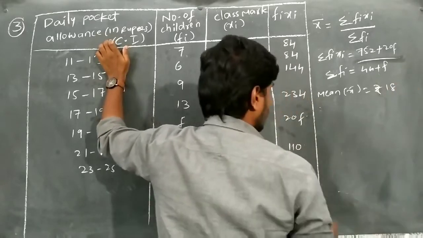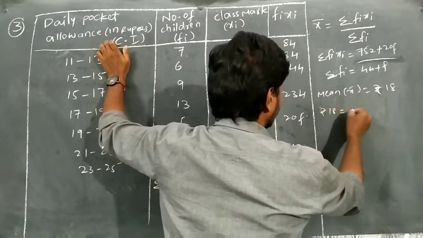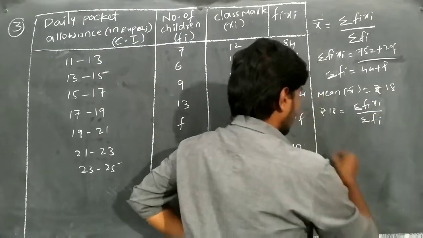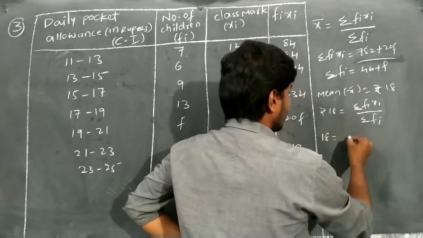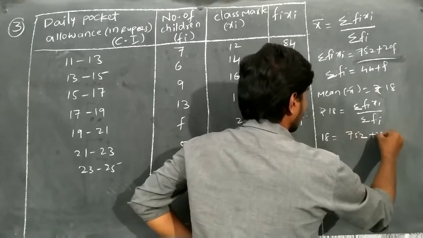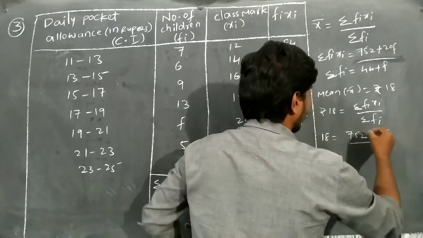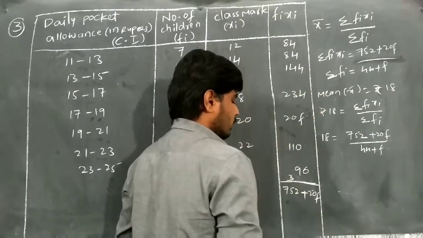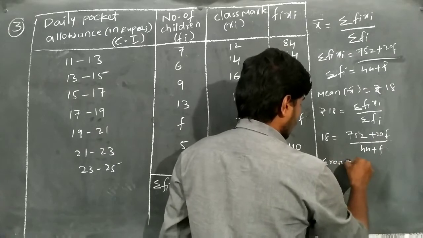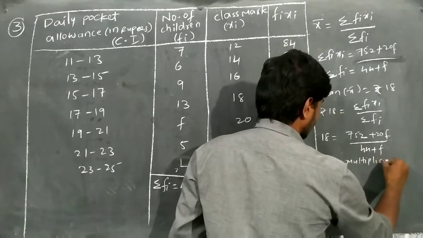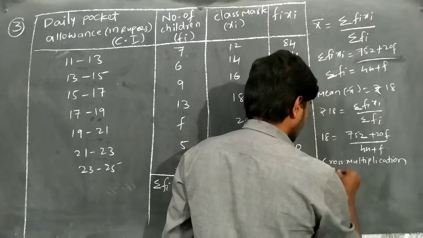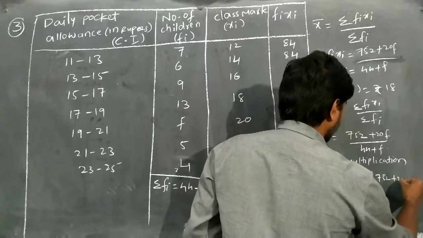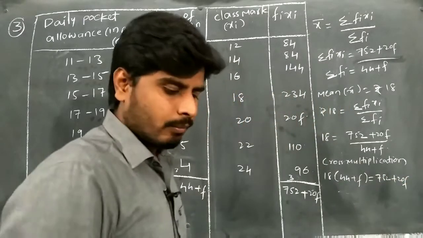How much is it? Rupees 18. Okay, so that rupees 18 is equal to sigma fi xi by sigma fi. So 18 is equal to 752 plus 20f by 44 plus f. Okay, so perform the cross multiplication. It becomes 18 into 44 plus f is equal to 752 plus 20f.